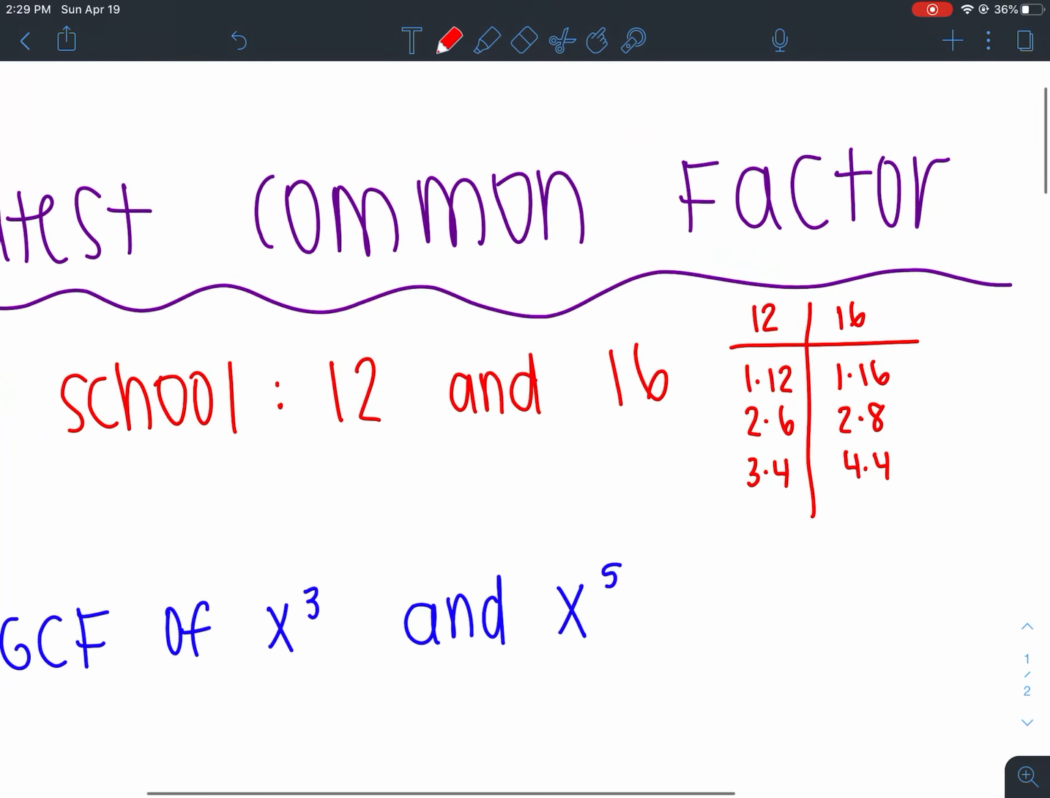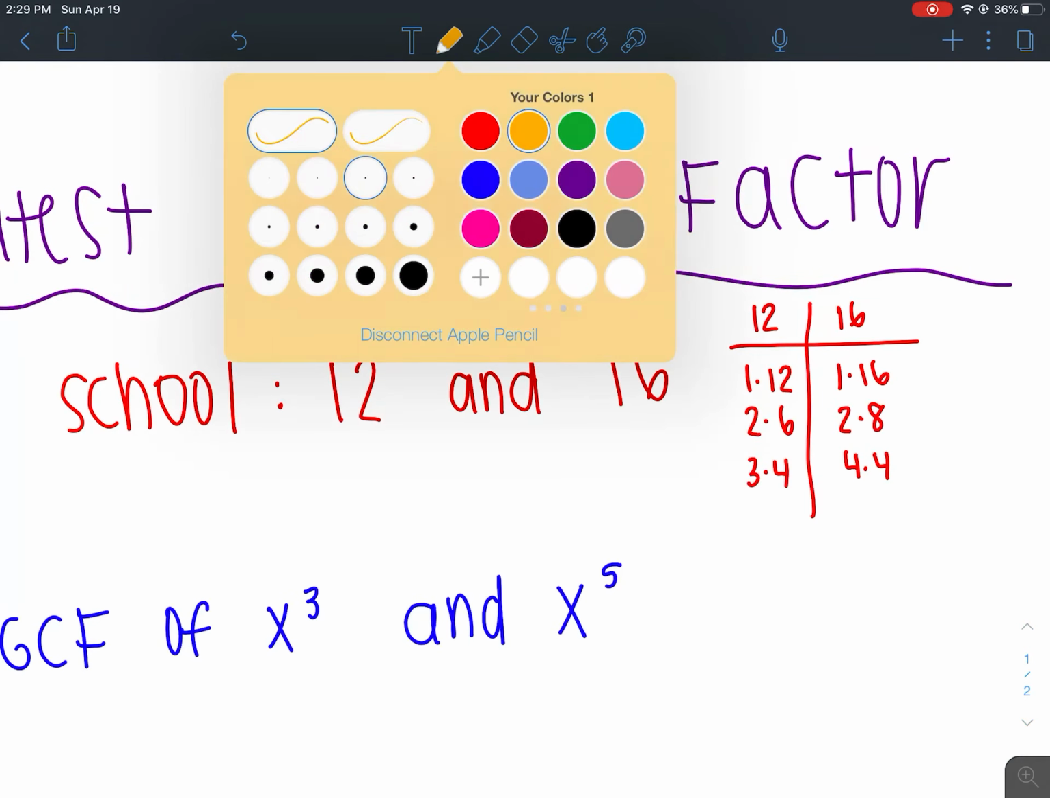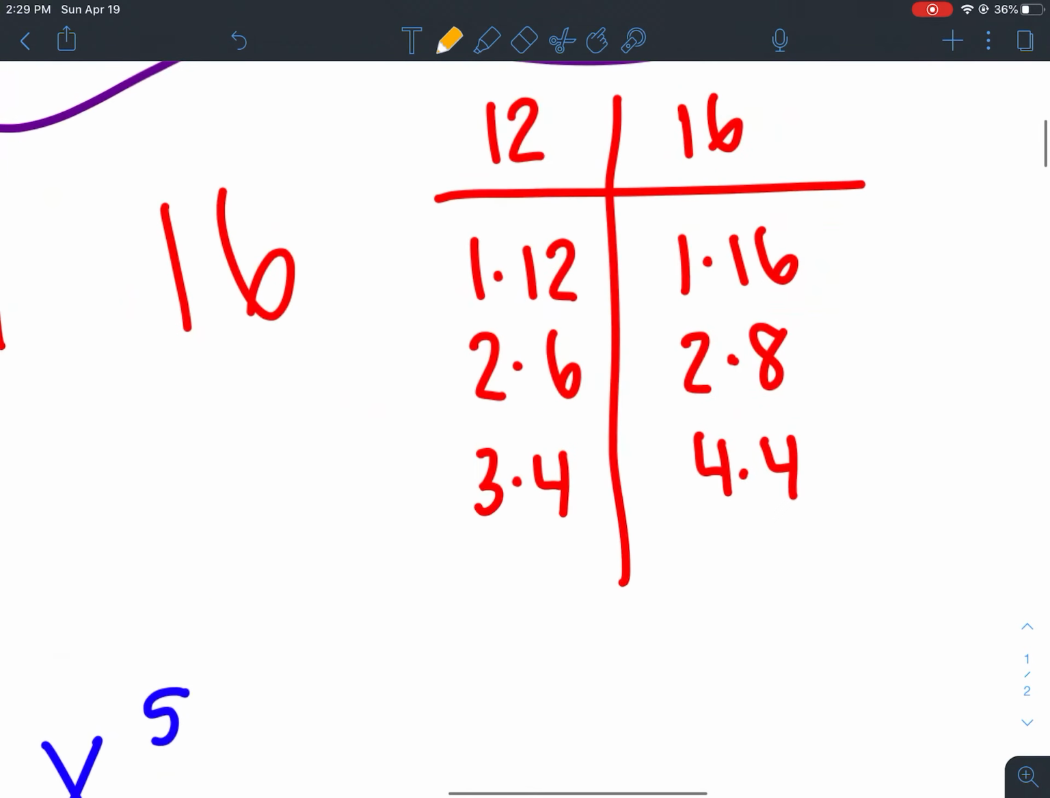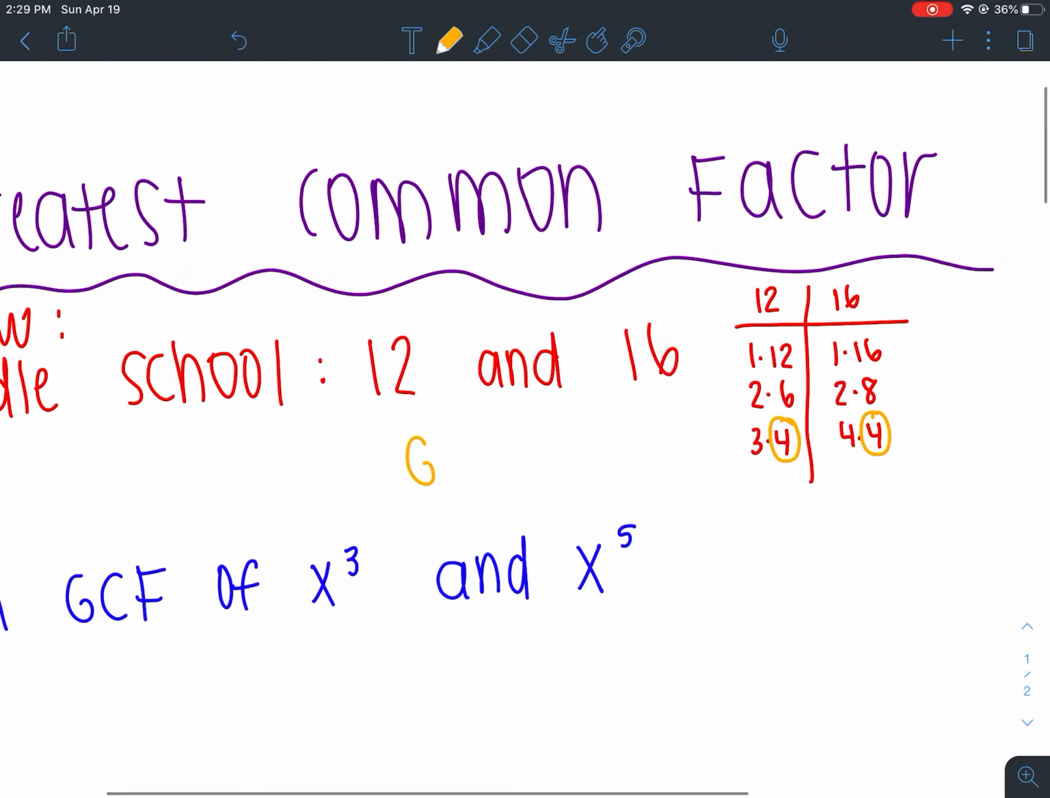So the GCF, or the greatest common factor, would be the highest number that they have in common. So I would look at all the numbers and ask, hey, what's the biggest number they have in common here? And the biggest number they have in common is 4. Now they do have the number 2 in common, but that's not the greatest. So you do want to go for the greatest. So here our GCF, greatest common factor, is 4.